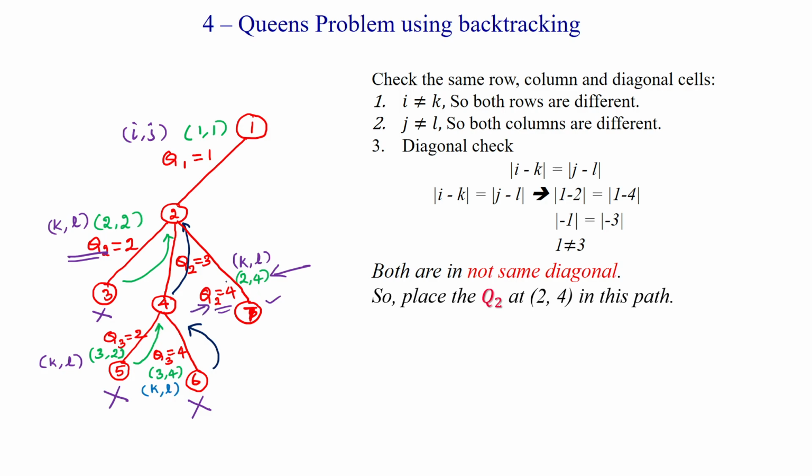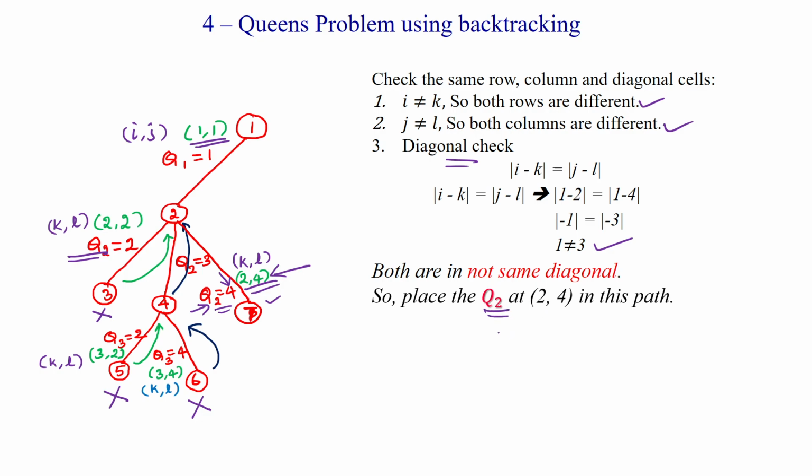Second row, fourth column, that is the meaning of 2 comma 4, right? So now we are checking whether both are in the same row or the same column. Both are not in the same column or the same row, so then the diagonal check. When you are substituting the i comma k and j comma l, if both are not in the same diagonal, we can place queen 2 at 2 comma 4.